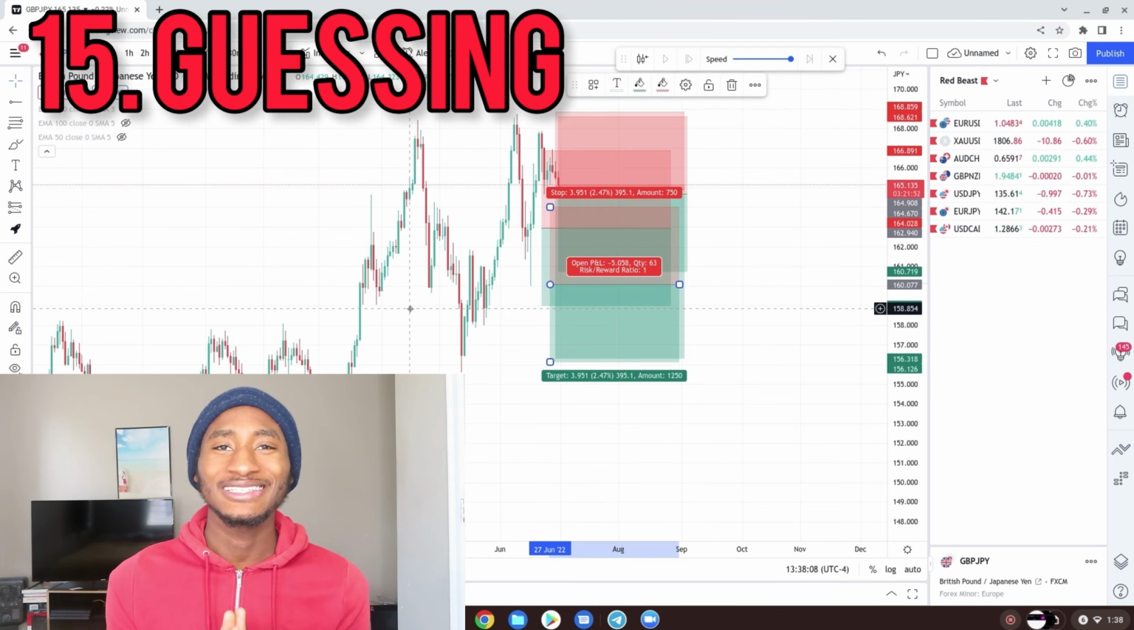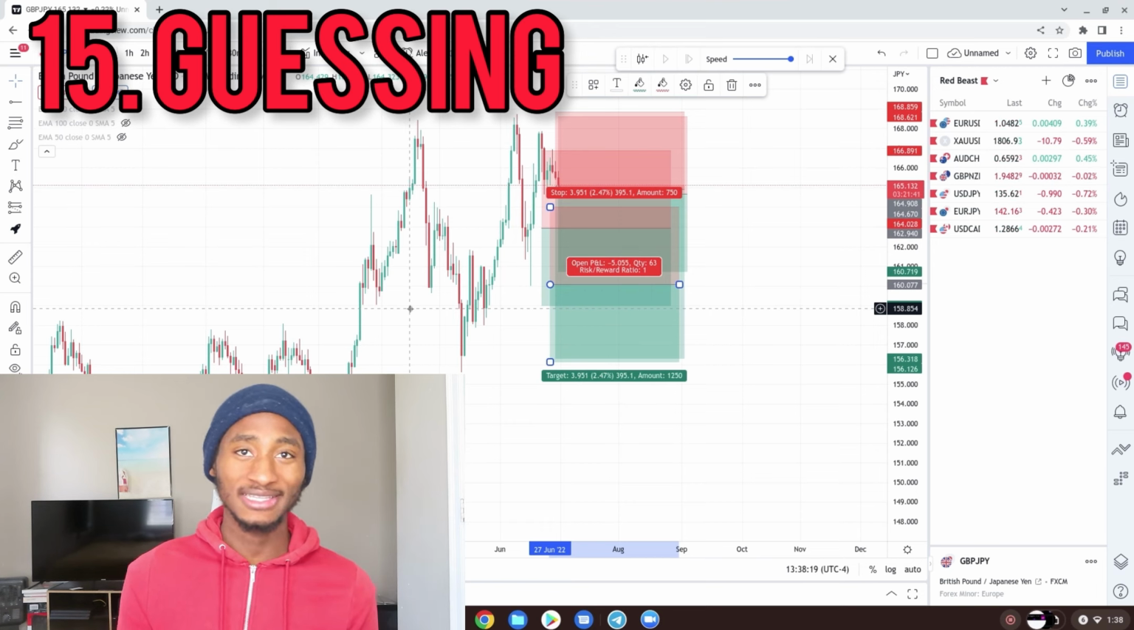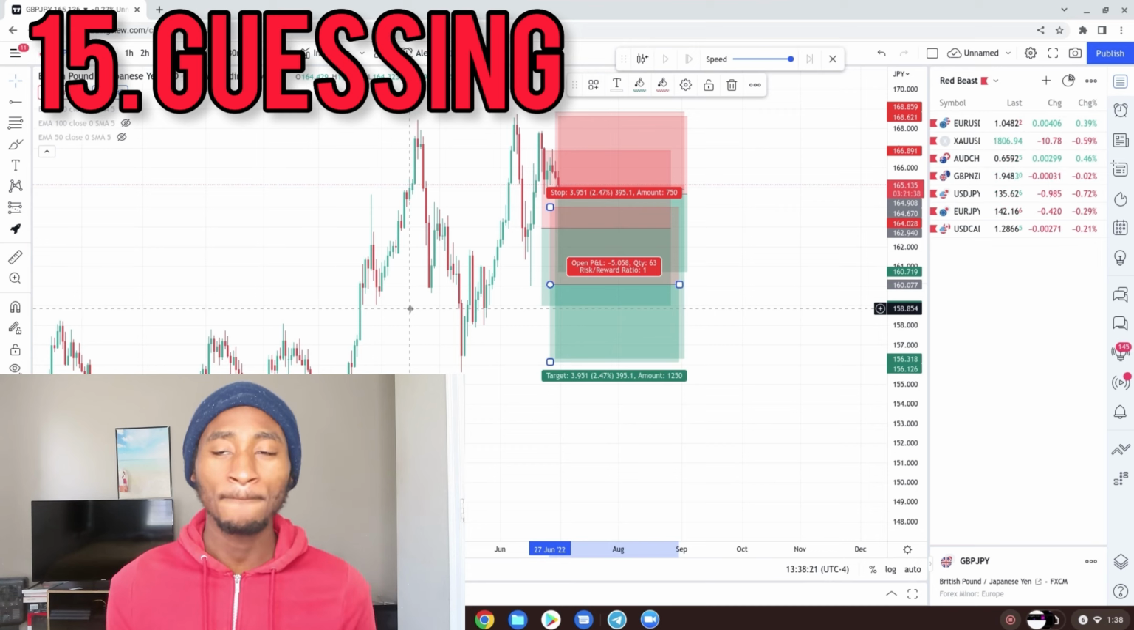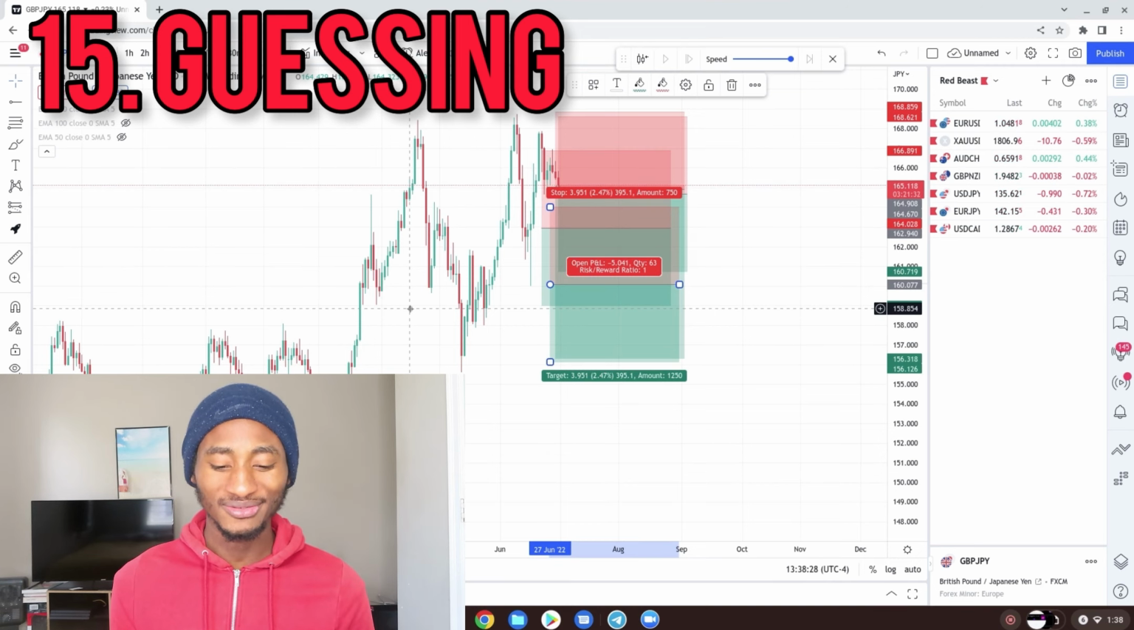So another one is guessing. Most of you go into the market without even knowing what to do, or you do know what to do, but because you see one candlestick, a bearish candlestick, you guess that it's going to go down. Stop doing that. You've got to stop guessing the markets. The market doesn't like that. The market knows what you're doing, so you're going to end up losing most of the time.